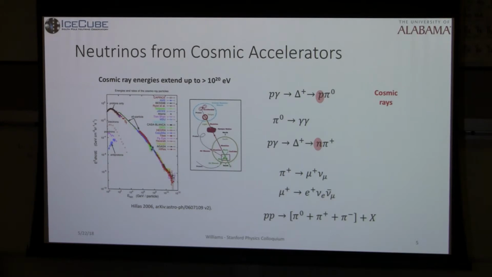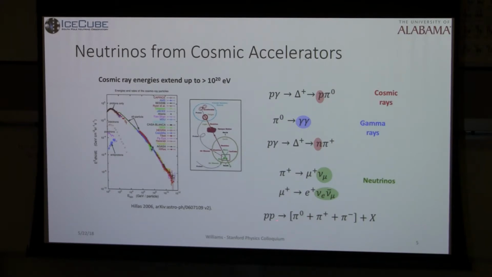And then the neutral pions always decay to gamma rays, so that could form part of the gamma ray flux. Of course, there are other ways of getting high energy gamma rays, such as inverse Compton, but this is how the gamma rays would fit into the picture with cosmic ray acceleration. And then if you get charged pions, they will decay to muons, the muons will decay to electrons, and along the way you get the associated neutrinos and antineutrinos.